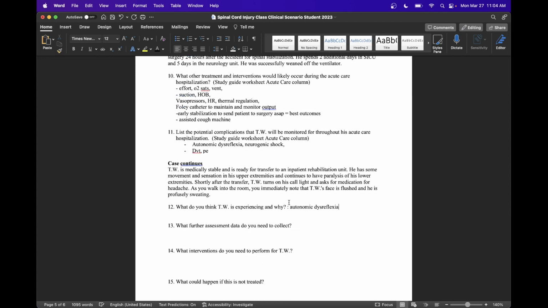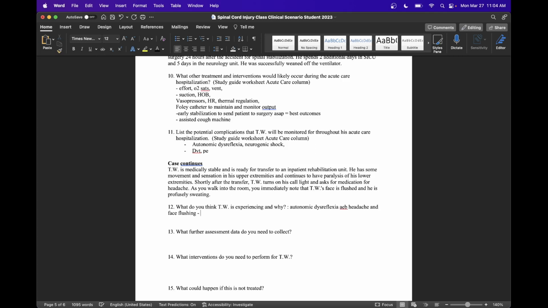He's ready for transfer. He has some movement in his upper and sensation in his upper extremities, and continues to have paralysis in his lower extremities. Right, so that spinal shock is subsiding. That's what that tells us. But shortly after the transfer, TW turns on the call light and he asks for medications for a headache. As you walk into the room, you see his face is flushed and he's sweating. What do you think? Autonomic dysreflexia.